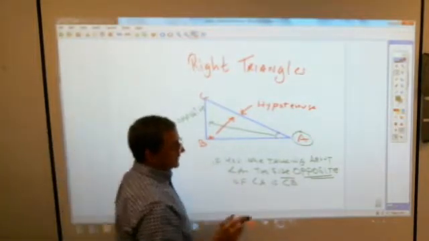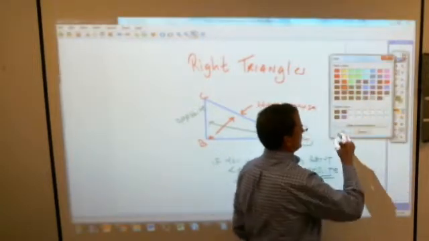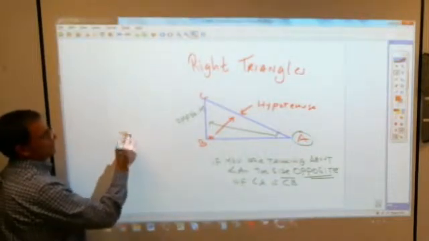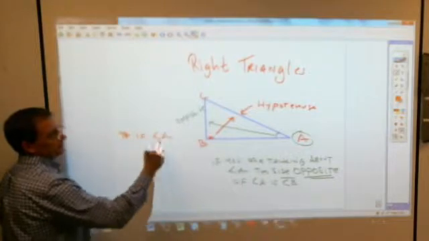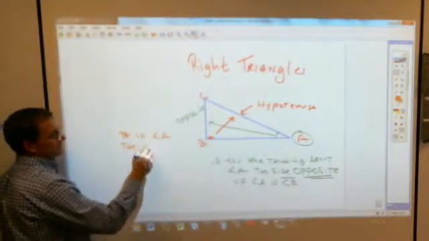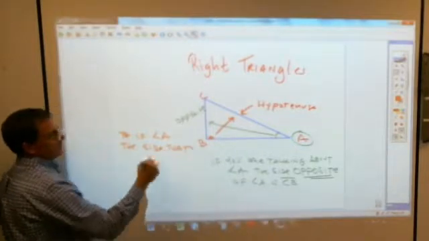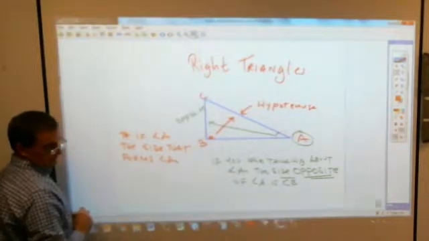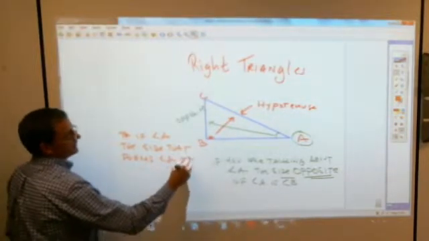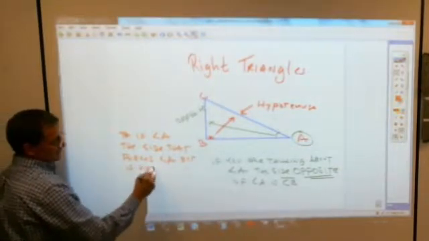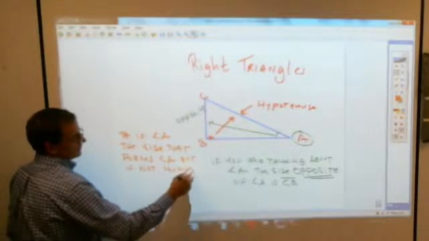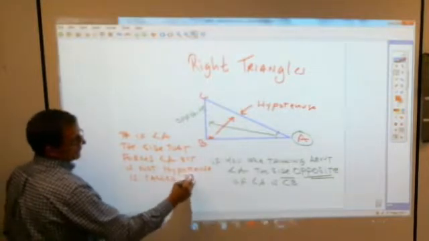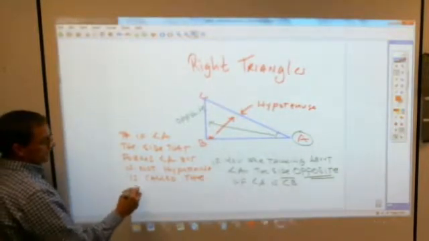And then the second thing you need to know is this. Again, if you're talking about angle A, the side that forms angle A but is not the hypotenuse is called the adjacent side.